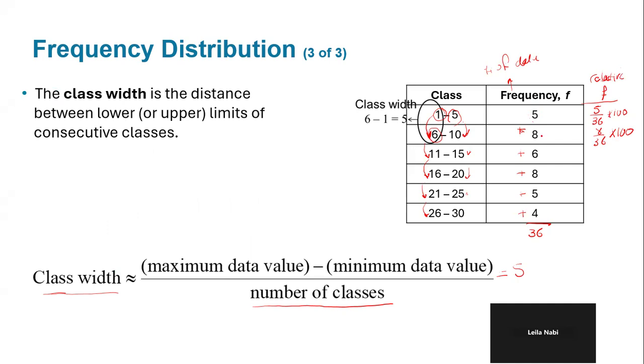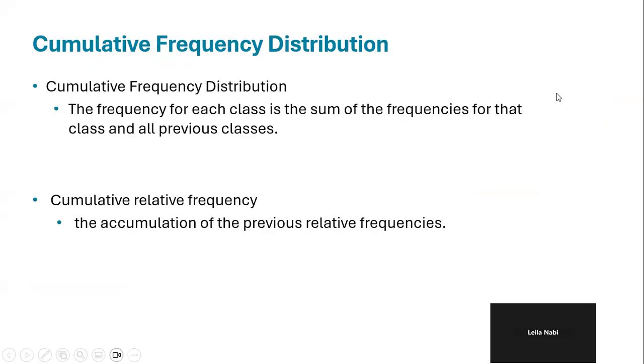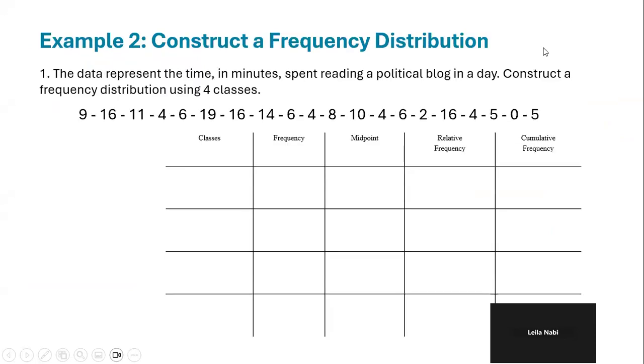But for the second one, since the frequency is 8, I need to add 5. The third one is 6. I need to add it to all the previous ones. This is called the cumulative frequency distribution. These are the definitions. Now I want to start working on an example and complete a frequency table.